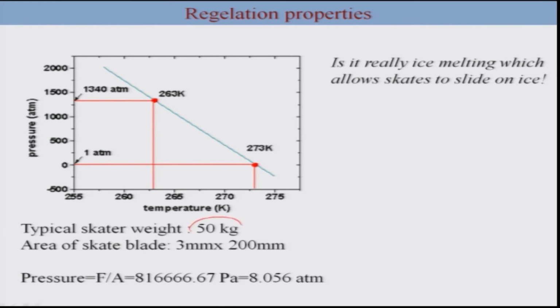Let us say a typical weight of a skater would be 50 kg. The area of the skate blade could be 3 millimeter multiplied by 200 millimeter. You can calculate the pressure due to the weight applied on the thin skate blade. The pressure comes out to be 8 atmosphere. And thus with 8 atmosphere, is it sufficient to melt the ice to give you sufficient lubrication in order to reduce the friction, so that you can ice skate?